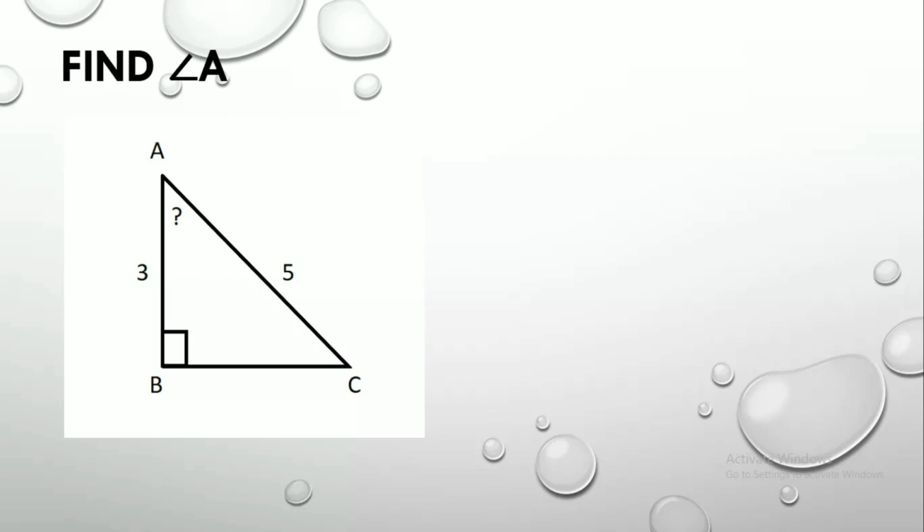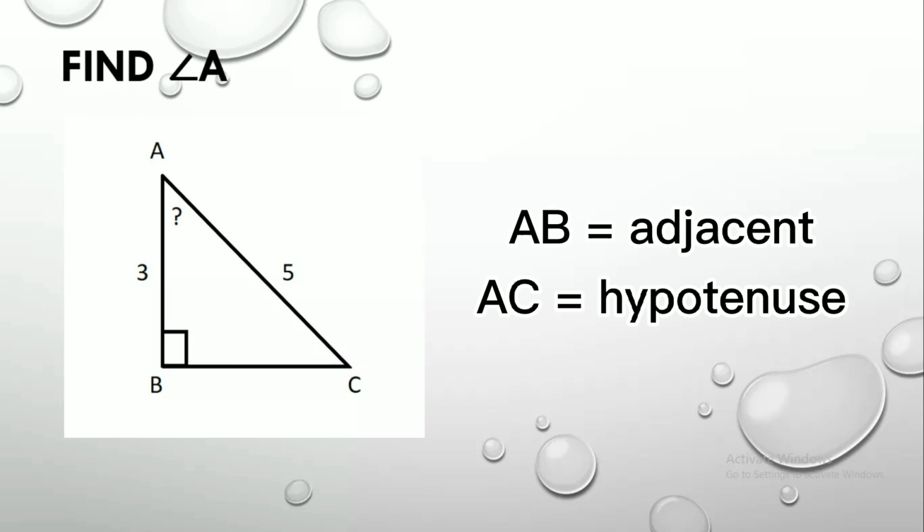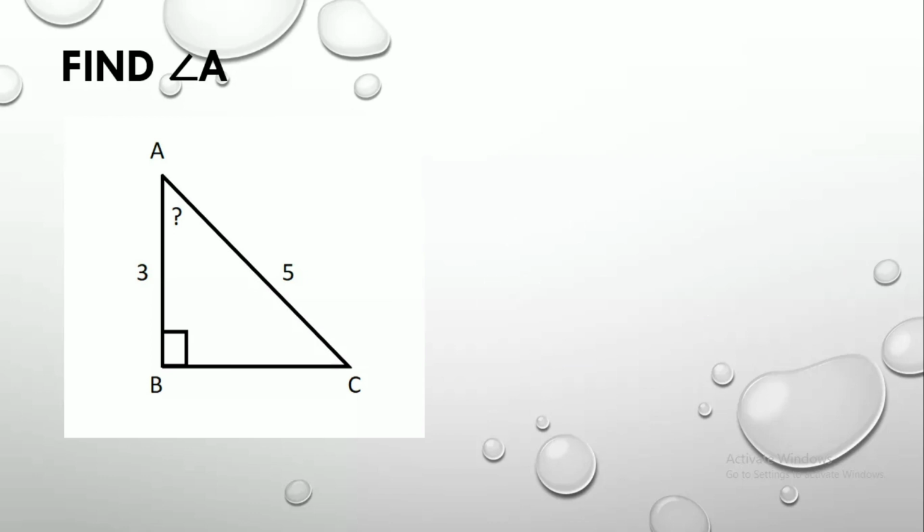We should always remember that the side an angle is facing is the opposite side of that angle. In this problem, there is no value on the opposite side of the angle. Therefore, we can say that side AB is the adjacent and side AC is the hypotenuse. Since the given values are adjacent and hypotenuse, we will use inverse cosine to solve this problem.